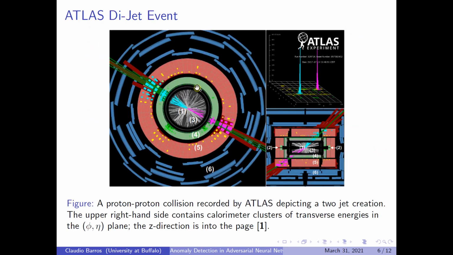Okay, and here once again we have a more realistic view of the ATLAS dijet event. So this is a proton-proton collision recorded by ATLAS depicting a two-jet creation. The upper right-hand side, so this side here, contains calorimeter clusters of transverse energies in the phi-eta plane. So those are the parameters that we just discussed, and the z direction in this case is into the page. The x direction, so if we picture a ring, the x direction points towards the center of the ring of the particle collider.